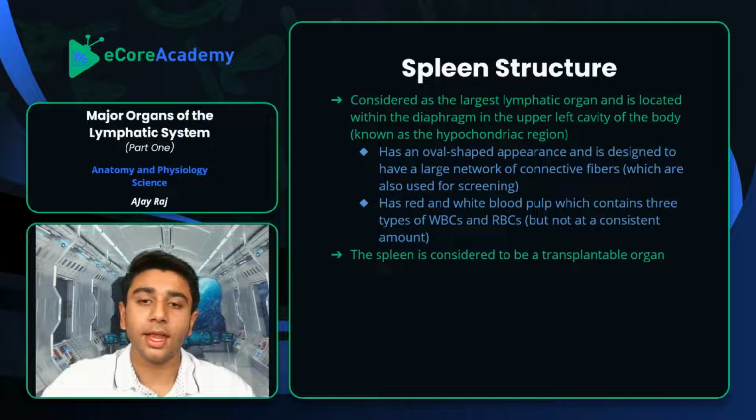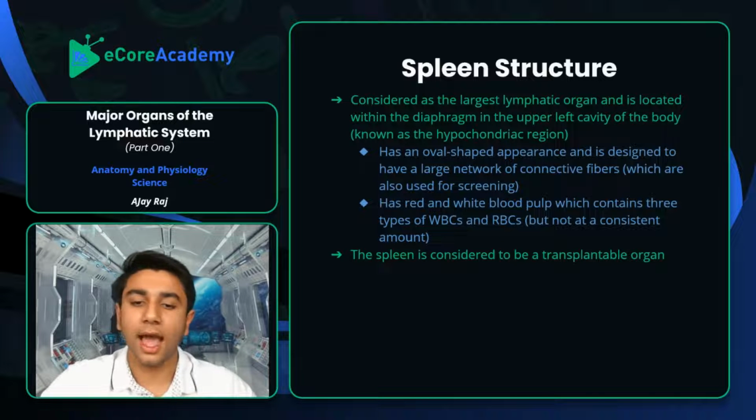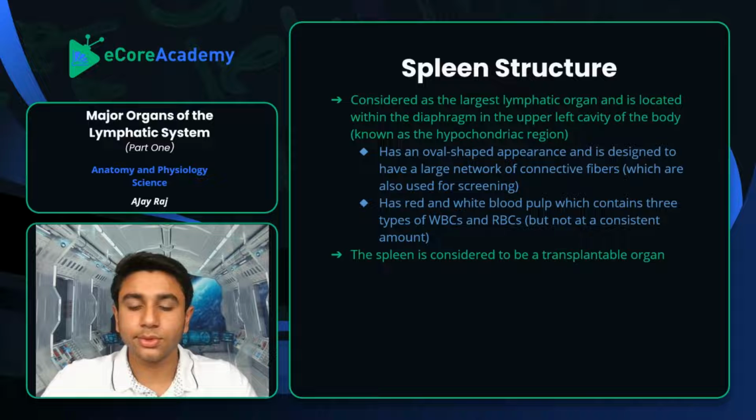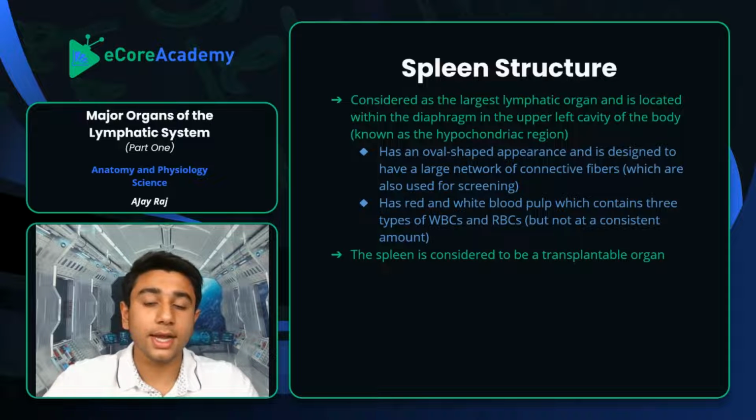It's located right in that area and in the top left cavity of it. It has an oval-shaped appearance and is designed to have a large network of connective fibers, which are also used for screening. And screening is just the filtration of blood in general. Those connective fibers help trap pathogens so that lymph can filter out that blood and circulate it out towards the vascular system.